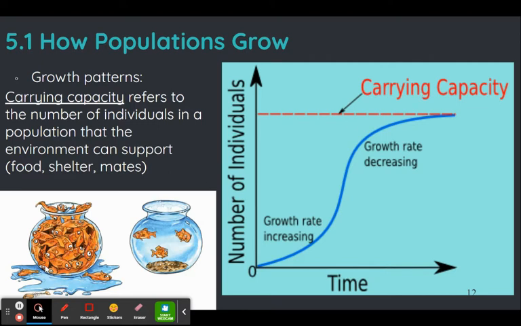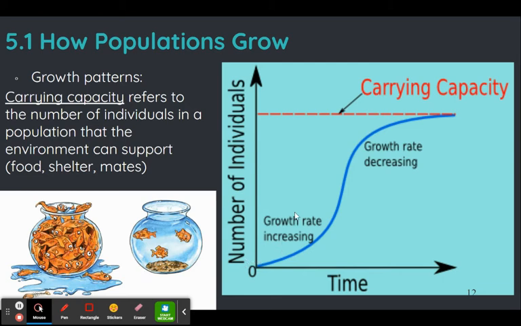I use this fishbowl because it shows you that if we have a couple fish in the fishbowl, there's enough food, there's enough resources, they can swim around and get some fishy exercise. But when we put too many, there's not enough resources, not enough space, not enough food, and they start to die, right? And possibly, like, they're all going to die because they've gone well beyond the carrying capacity.